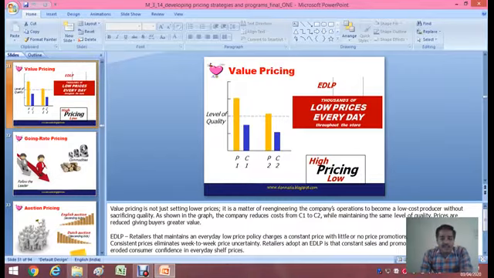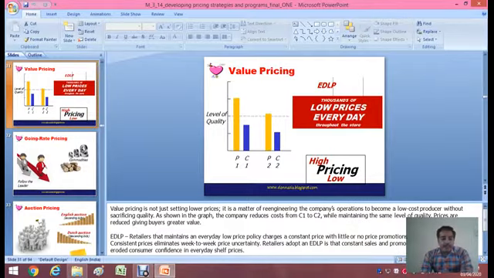As shown in the graph, the company reduces the cost from C1 to C2 while maintaining the same level of quality. So prices are reduced, giving buyers a greater value. At the same time we are providing the same or greater value and charging lower prices to our customers.